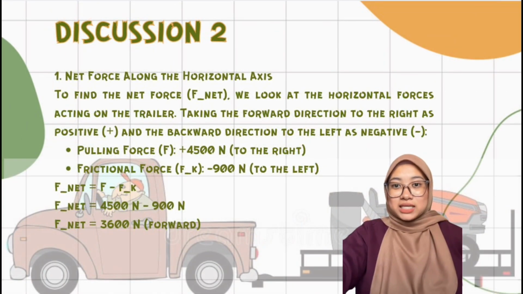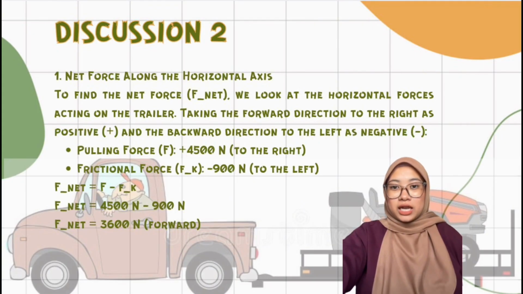Discussion 2. First, net force along the horizontal axis. To find the net force, we look at the horizontal forces acting on the trailer, taking the forward direction to the right as positive and the backward direction to the left as negative. Pulling force, positive 4,500 Newton to the right. Frictional force, negative 900 Newton to the left. Net force equals F minus Fk, which is 4,500 Newton minus 900 Newton. And the answer is 3,600 Newton forward.